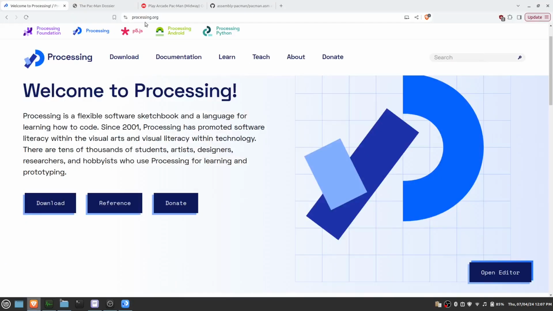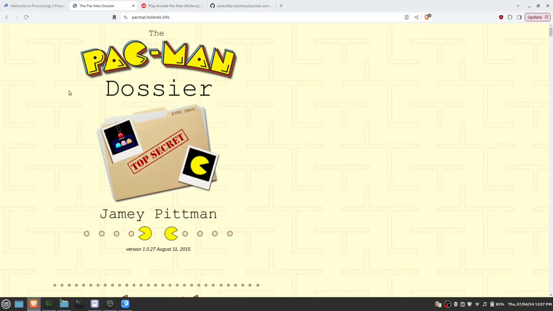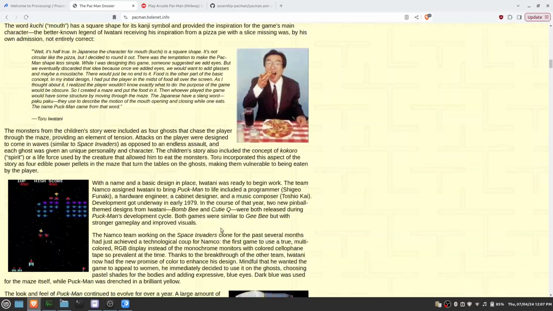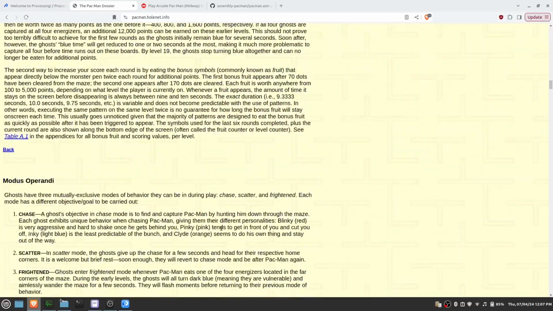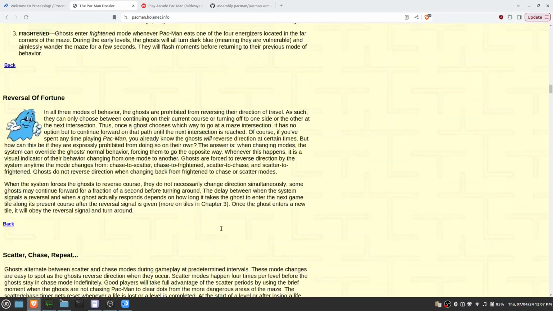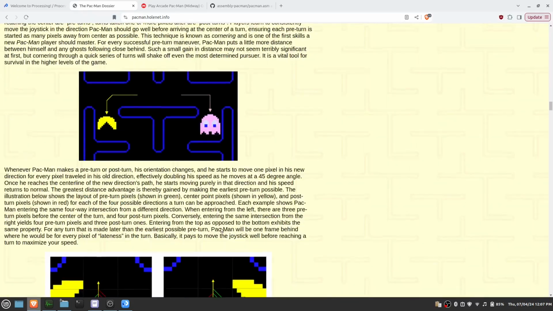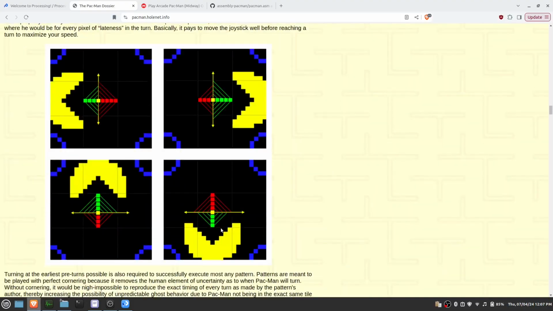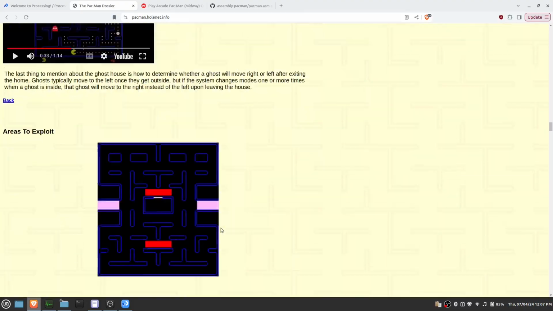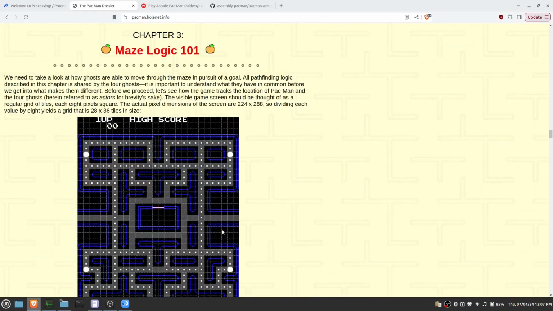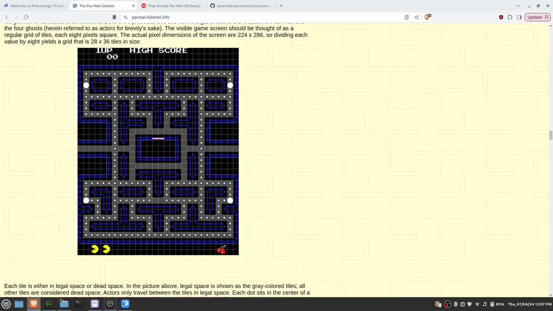I also could not have done this without this lovely document right here, the Pac-Man dossier by Jamie Pittman, which was meant to be a strategy guide for this game, but it provides such excessive details on its mechanics that it basically doubles as an implementation guide. I used a lot of the stuff listed here to help me program the game and understand the mechanics behind it.